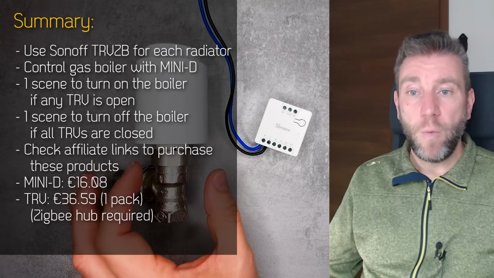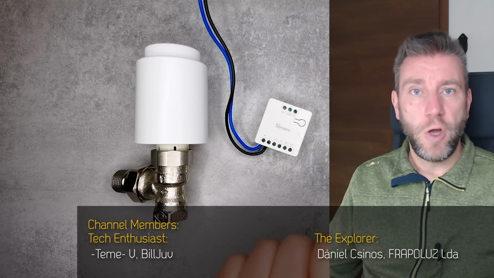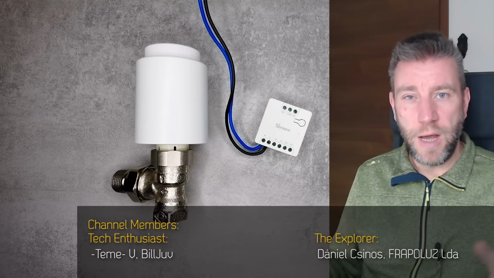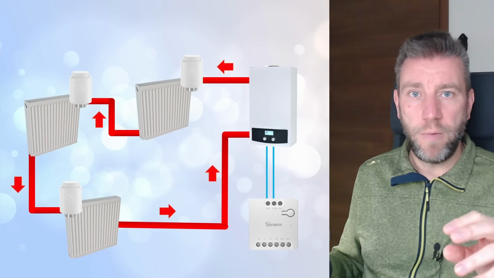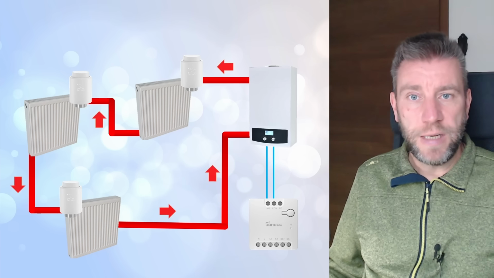So whenever one of the radiator valves opens, which means that hot water needs to be circulated, then the Sonoff mini-D is going to turn on the gas boiler. So again, if I want to show you in a schematic view, let's say we have a house or an apartment where we have multiple radiators, and each of these radiators has a radiator valve.